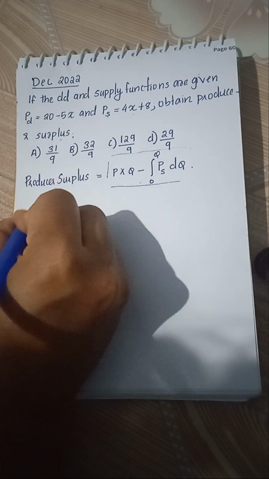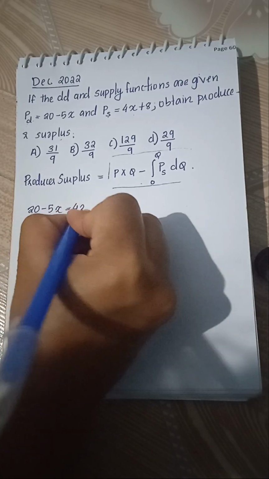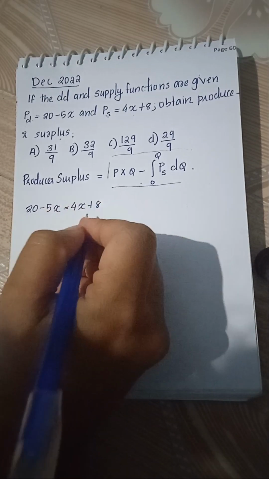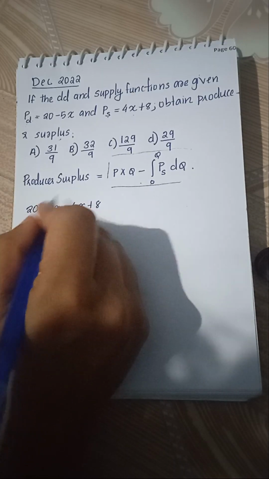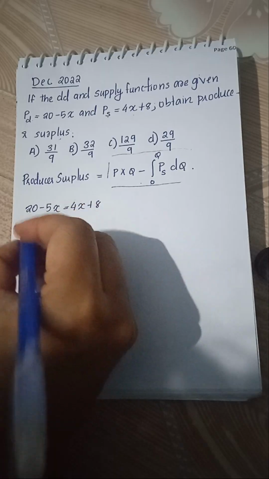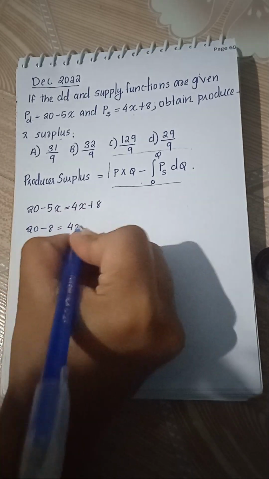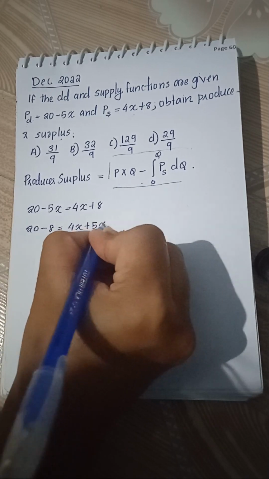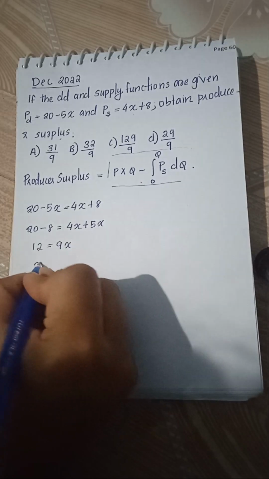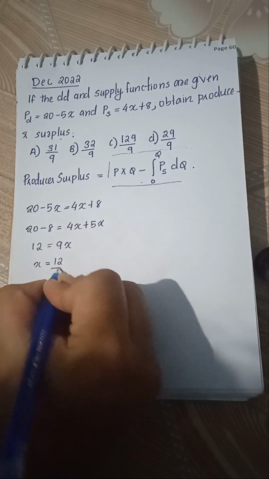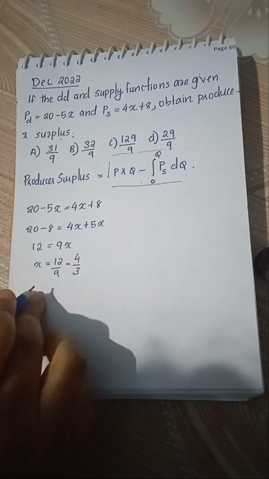So we can write it as 20 minus 5x is equal to 4x plus 8. Now we are going to take the constants to one side and the x to the other side. So we get 20 minus 8 is equal to 4x plus 5x. So that is 12 is equal to 9x. That means x is equal to 12 by 9, that is 4 by 3. So now we have the value of x.